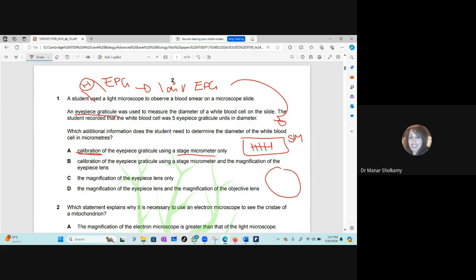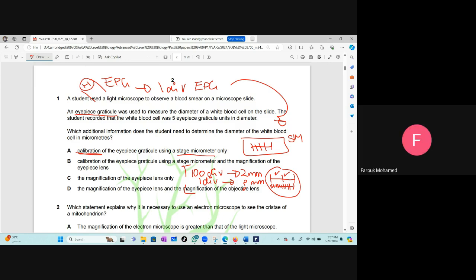Don't we see pictures with the stage micrometer ruler, a bigger ruler, and a smaller ruler, which is the eyepiece graticule with 100 divisions? And then let's say those 100 divisions occupy 2 divisions of the stage micrometer. If every division is 1 millimeter, then those 100 divisions on the eyepiece graticule are equivalent to 2 millimeters on the stage micrometer. Then one division on the eyepiece graticule is equal to 1 times 2 divided by 100 millimeters on the stage micrometer. Do you know all these steps?